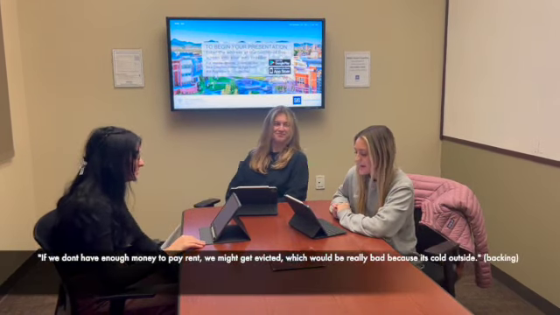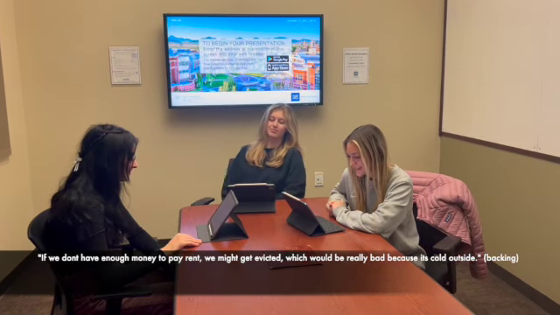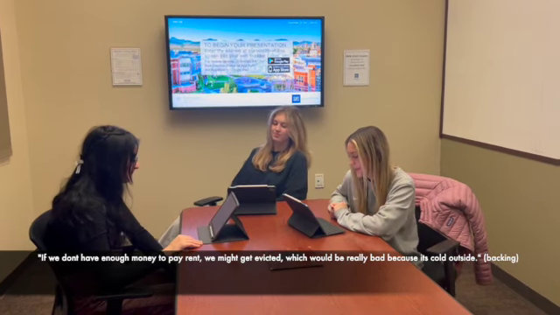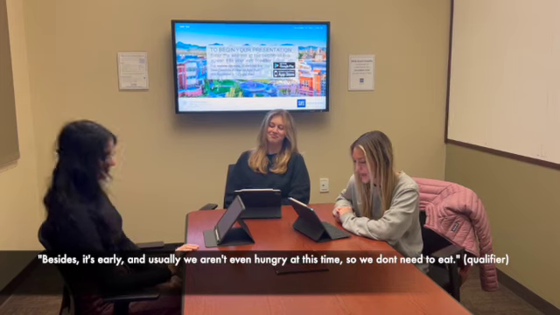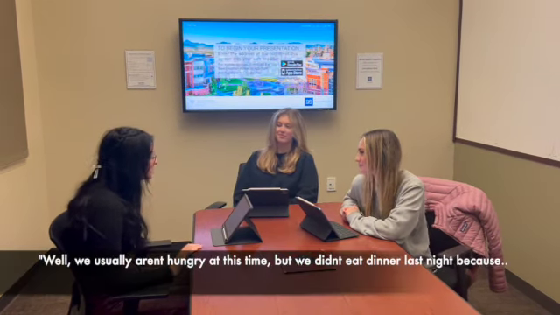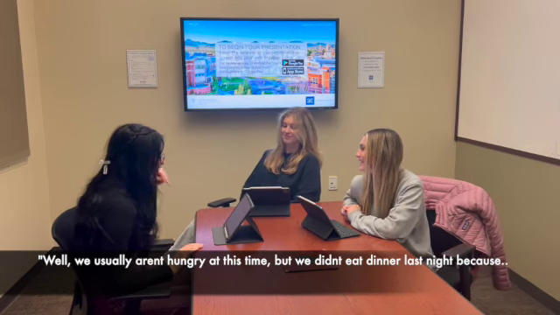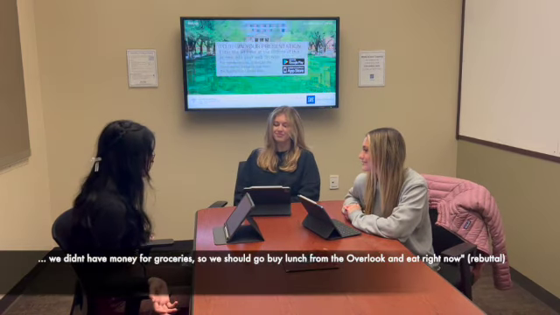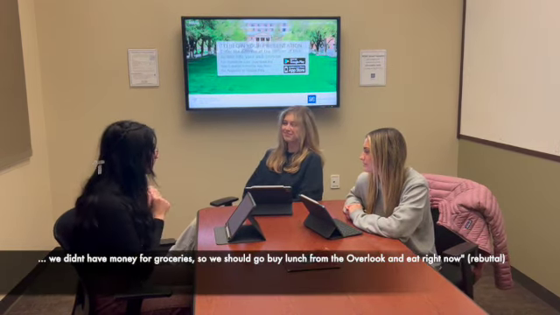If we don't have enough money to pay rent, we might get evicted, which would be really bad because it is cold outside. Besides, it's early and usually we aren't even hungry at this time, so we don't need to eat. Well, we usually are hungry at this time, but we didn't eat dinner last night because we didn't have money for groceries. So we should go buy lunch at the Overlook and eat right now.